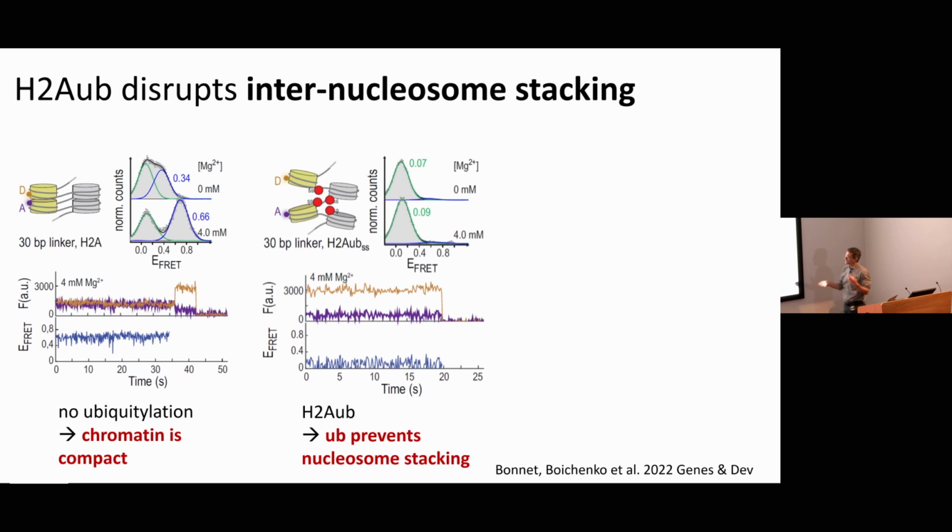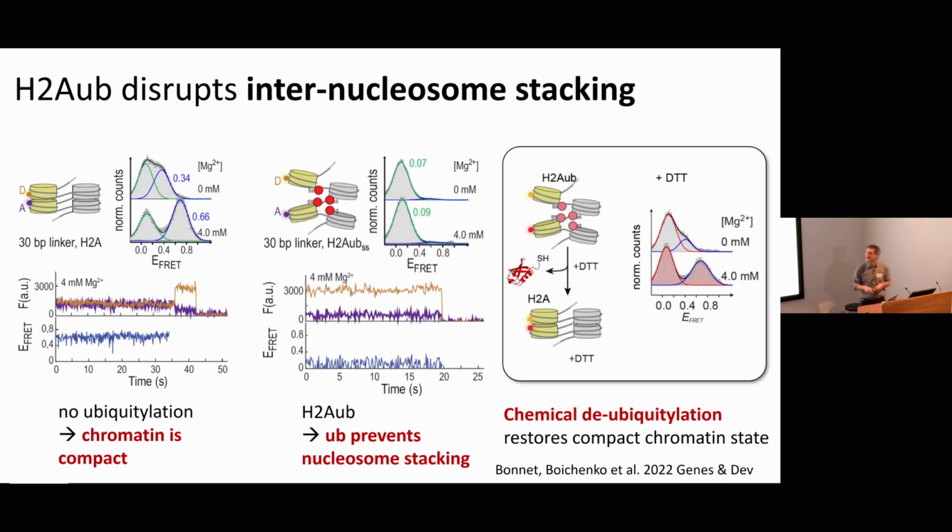If we now have fibers that contain lots of ubiquitin, this high FRET peak here is completely gone. So H2A ubiquitination at these high levels prevents chromatin stacking. And if we use reducing agents to deubiquitinate our chromatin, we get the FRET peak back. So it's really completely dependent on the modification of H2A. So in vitro, H2A ubiquitination levels prevent chromatin compaction and thereby potentially also could prevent silencing.